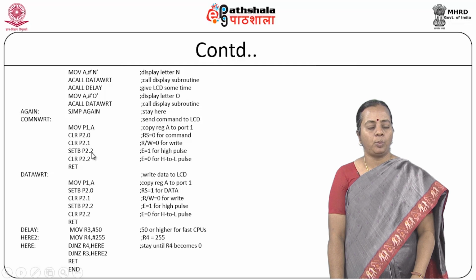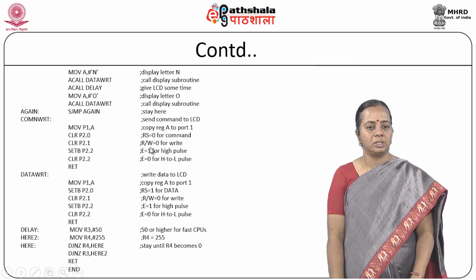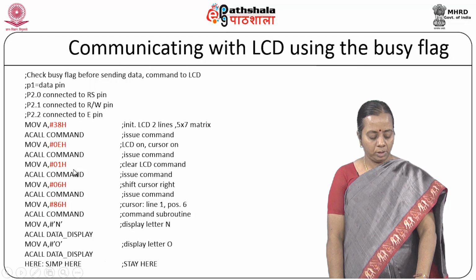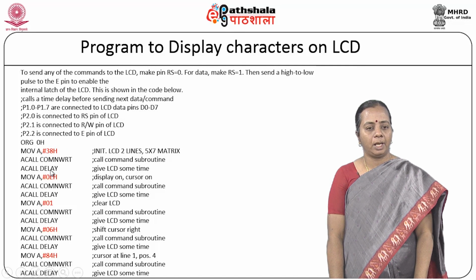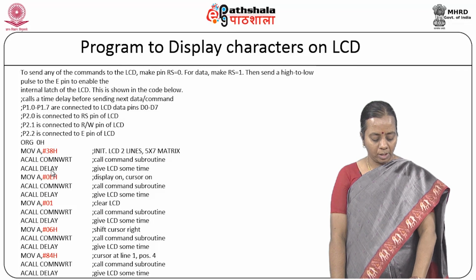Then SETB P2.2. So, 2.2 is connected to the E line. Now, this becomes 1. Again I clear it so that it becomes 0. So, E gets 1 and after that 0, that means a high to low pulse is given to E, with RS at 0 and the write line at 0. So, I have made the setup to recognize that particular command. Now, it returns from the subroutine to the previous place. Now the command write is done. Then ACALL delay. As I told you, each and every time I send a command, I need to give a delay to the LCD so that it recognizes and executes it.